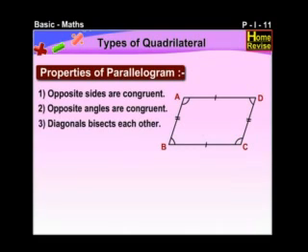Third property, diagonals bisect each other. Now in a parallelogram there are two diagonals, diagonal AC and diagonal BD. They bisect each other at point O. Bisect means dividing each other into equal parts. That is, OA is congruent with OC and OB is congruent with OD. That means diagonals bisect each other.